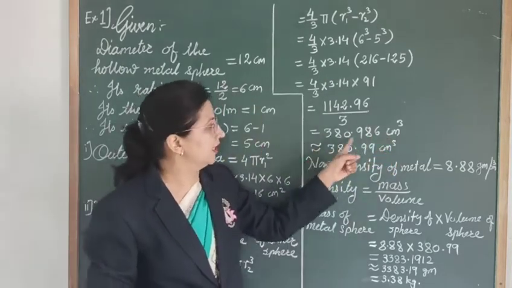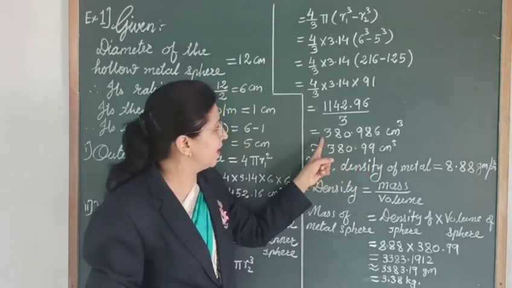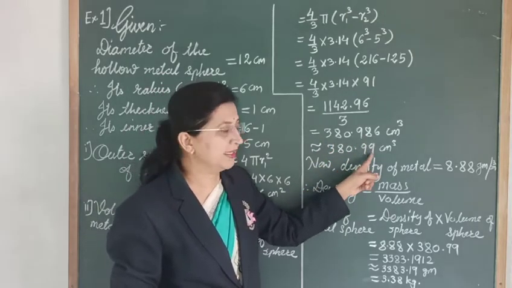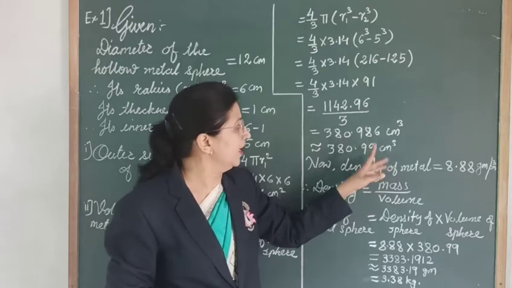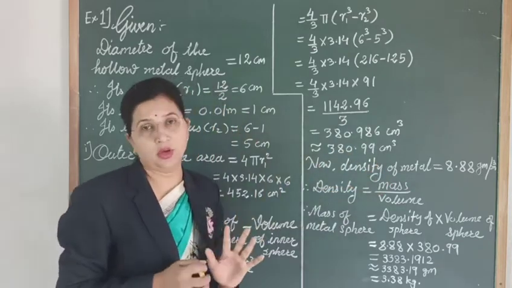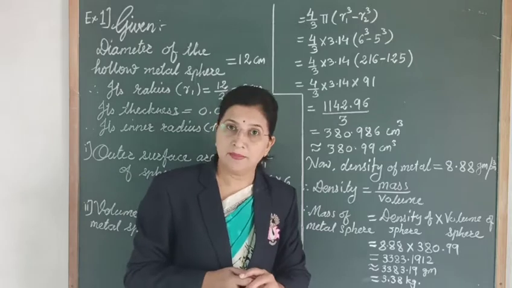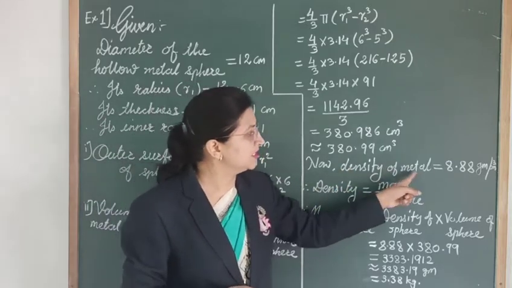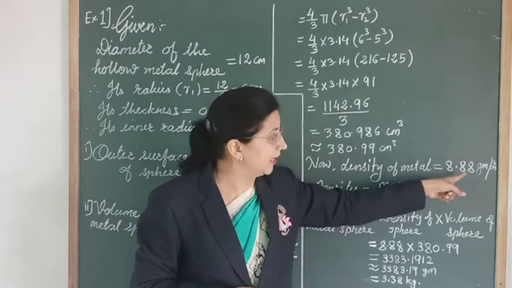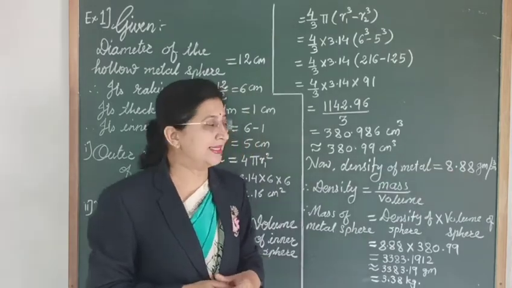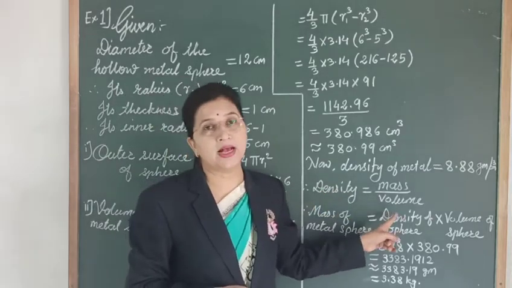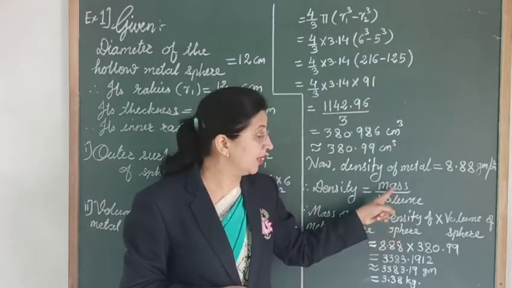Let's write up to the second decimal place. So approximately it will be 380.99 cubic centimeter. Dear students, we got the volume, but we were asked to find the mass. So let's write down the formula of density. The density of this metal is given as 0.88 gram per cubic centimeter. Density is equal to mass upon volume. We have to find out the mass.